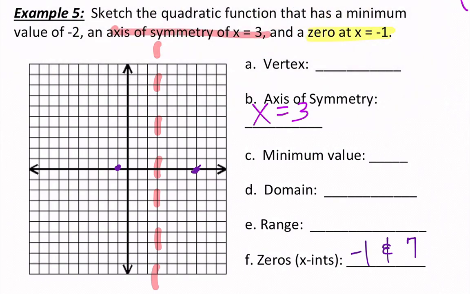Okay, in order to find my vertex, I'm going to use the clue that it tells me that I have a minimum value of -2. Okay, well, your minimum is your vertex, and I know my vertex has to fall on this axis of symmetry. Since it tells me it's at -2, from here I have to go down 2. So my vertex is at 3, -2. This point right here. So I have enough points to draw a parabola because I have 3. This is my vertex, so from here I'm going to turn it into my U-shaped parabola.